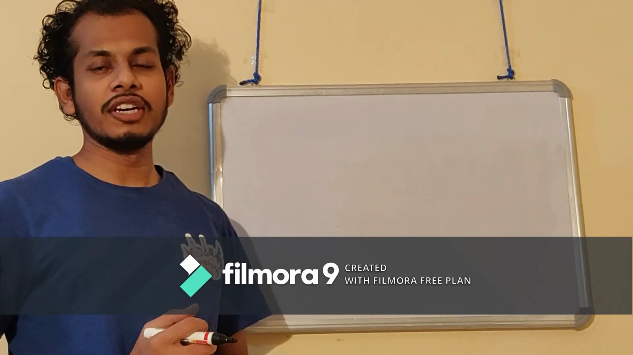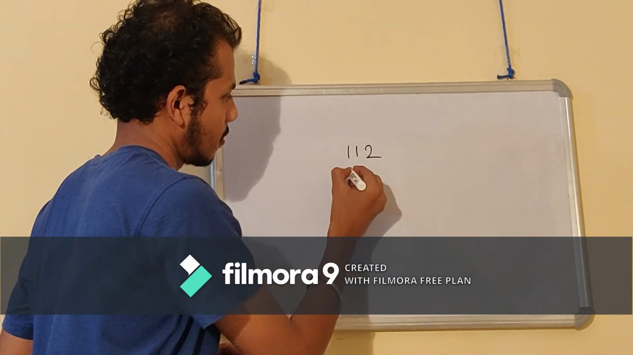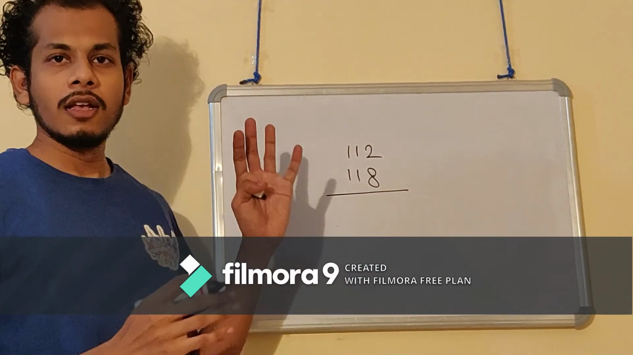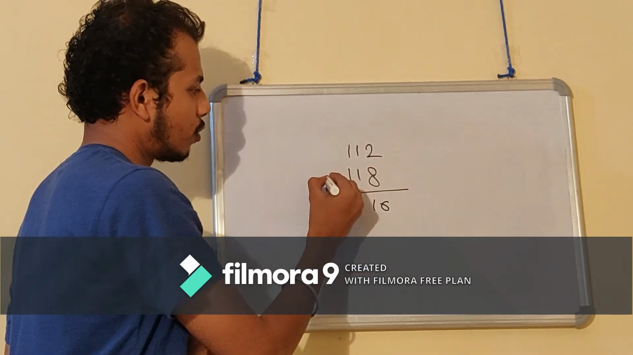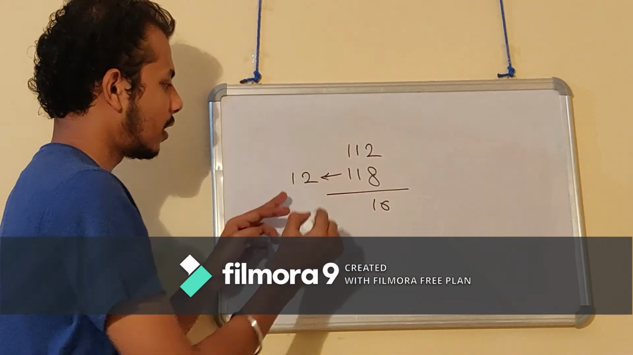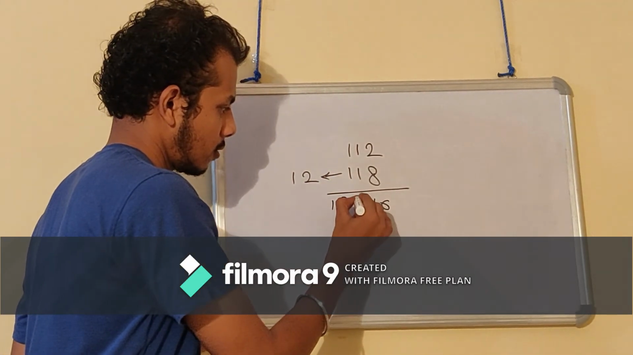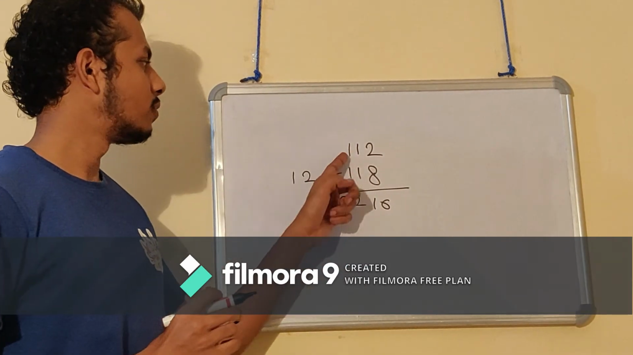Let's have another look with a different number. This time I am taking a 3-digit number. So 8 2s are 16, and then I have to multiply 11 by its next number, and that is 12, and 12 11s are 132. So 13216 is the multiplication of these two numbers.